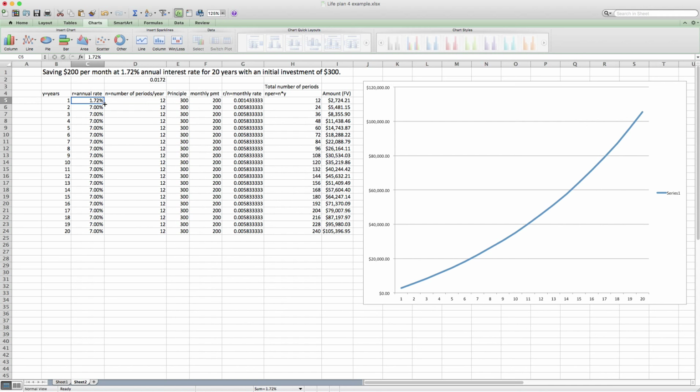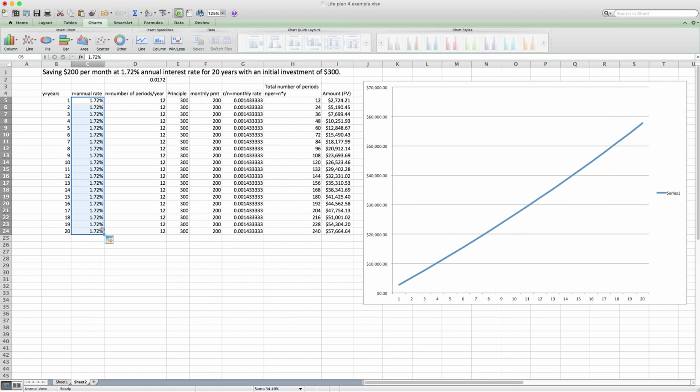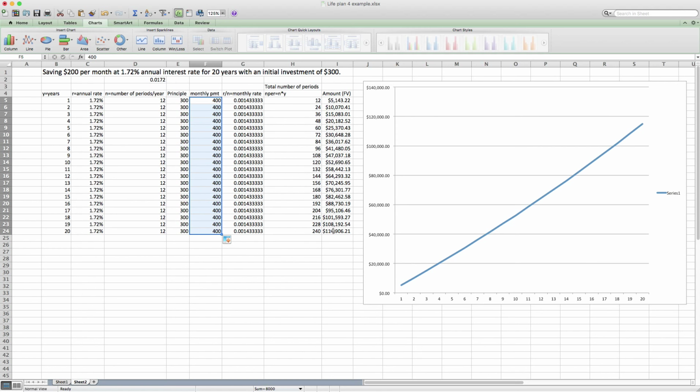Let's say instead, let's go back to our 1.72%, and let's say instead you decide, you know what, I bet I could put in $400 a month. Well, let's see what that does. $400 a month. If we doubled how much we put in, we could end up with $114,906.21 by the end of the 20 years. So you can play with some of the variables in Excel.